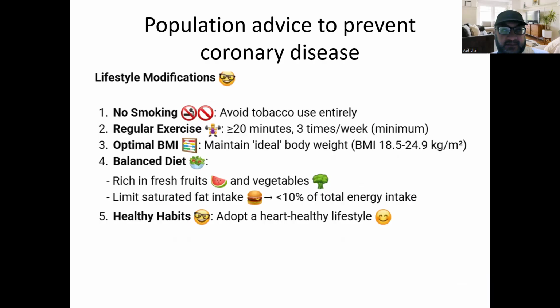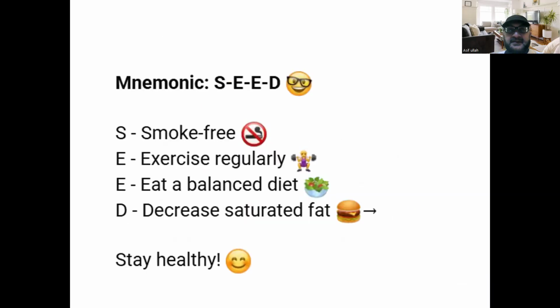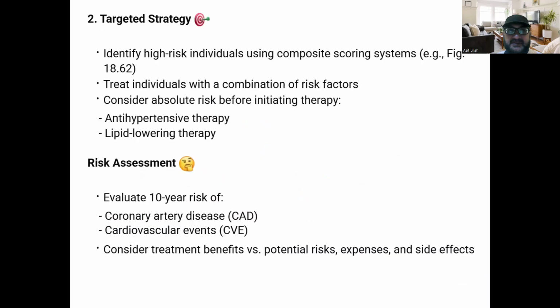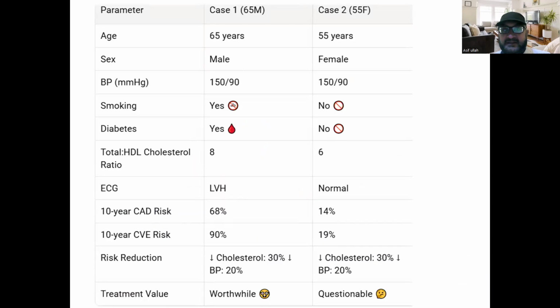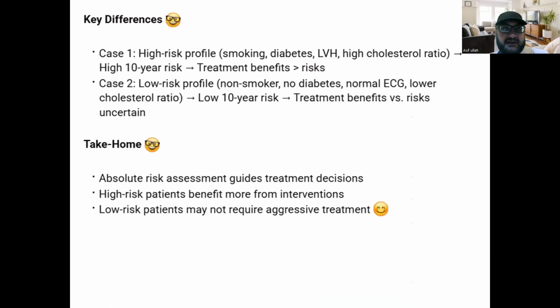The lifestyle recommendations are no smoking, exercise, reducing BMI, a balanced diet, and healthy habits; there is a population strategy and an individualized strategy. We came to know that there is a risk stratification strategy in which individualized risk leads to treatment modalities for a person. Absolute risk assessment will guide treatment decisions, and high-risk persons will benefit from aggressive interventions. Low-risk patients will not require aggressive intervention.